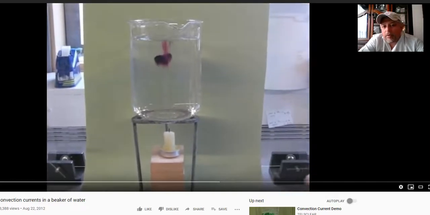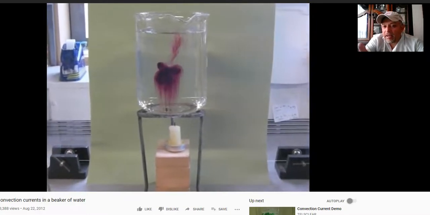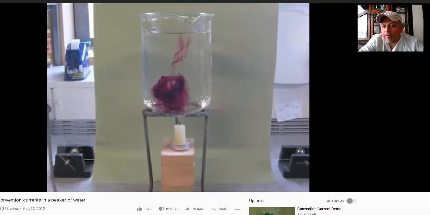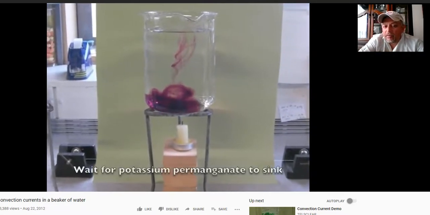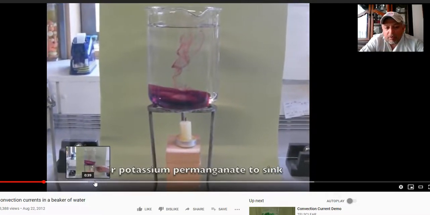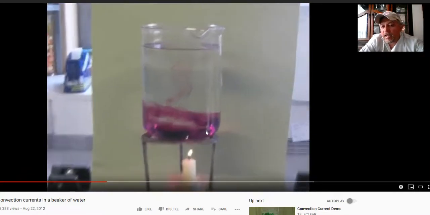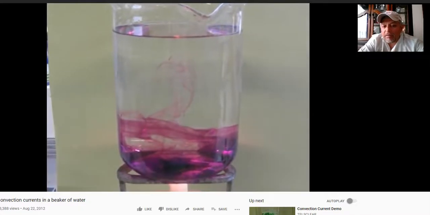All right, so there you go. You can see how the potassium permanganate is going to be solid because it's denser, it's heavier than the water. So if it's heavier than the water, it's going to be sinking, right? So this is very important. We are going to be moving this video forward. So you can see he's going to light the candle, right? It's going to light it up, and then it's going to heat up the water. And let's see what happens after that.